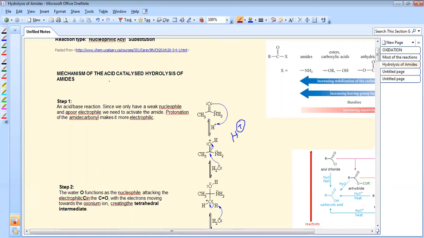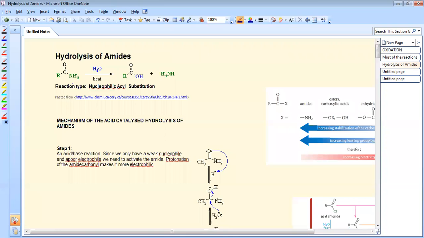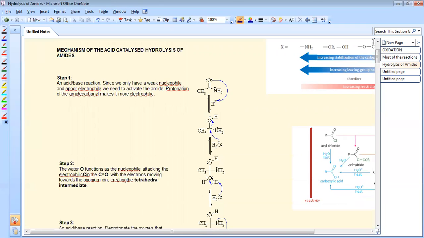So this is the mechanism of acid catalyzed hydrolysis of amide. If you have N disubstituted amide, in this case you don't require any catalyst. Why? Because it is less reactive, due to steric hindrance. Okay, so let's see the first step of the mechanism of acid catalyzed hydrolysis of amide.